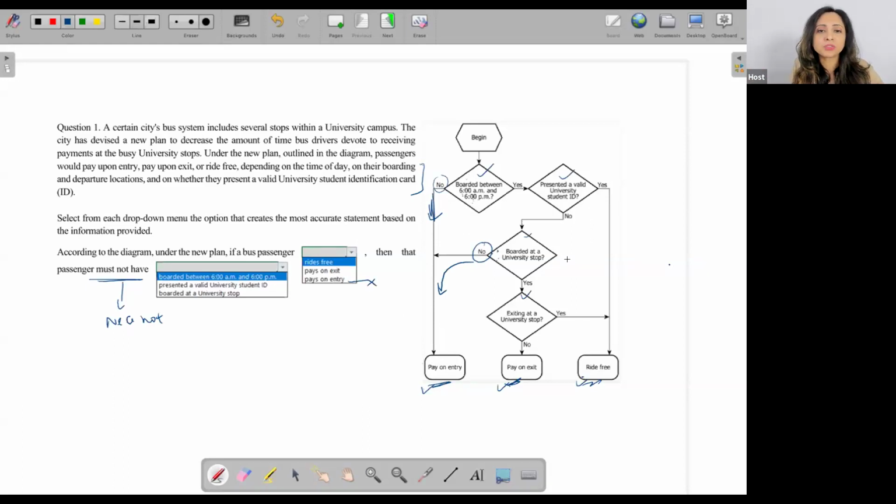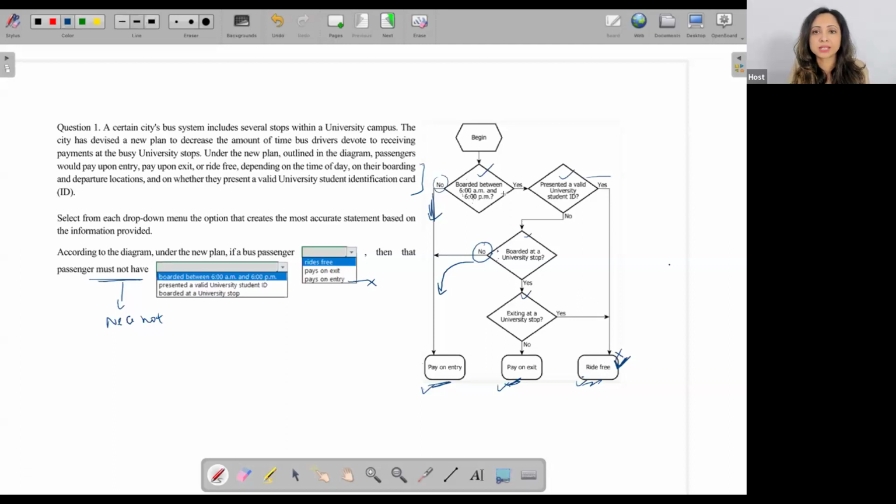All right. Now, I'll first check ride free. Otherwise, of course, we are going to look at pay on exit next. But okay, let me just take a look at ride free. Now, to obtain ride free, what is a negated necessary condition? That is what I'm looking for, right? But then look at this, exiting at a university stop. Anyway, it's not present in these three options. Ignore. Then presented a valid... If this is yes, then I can ride free. So the negation of this is certainly not the necessary condition that you need for riding free, right? So then this is also not possible.